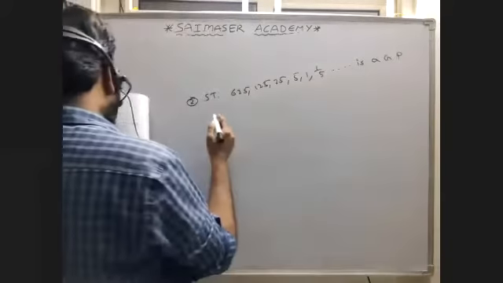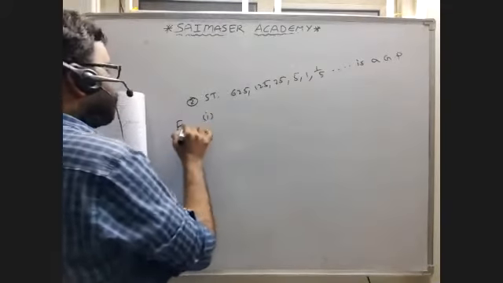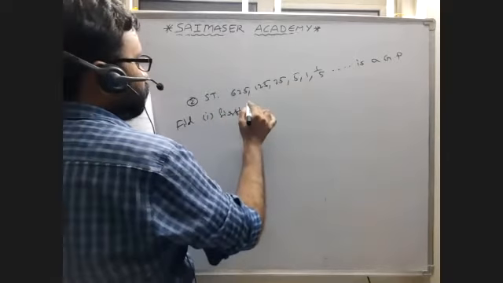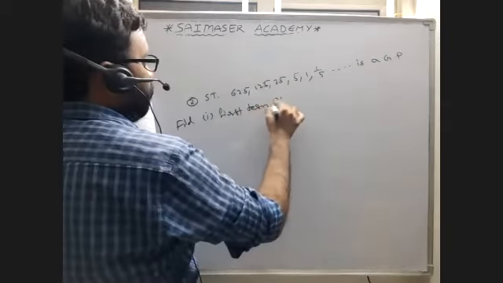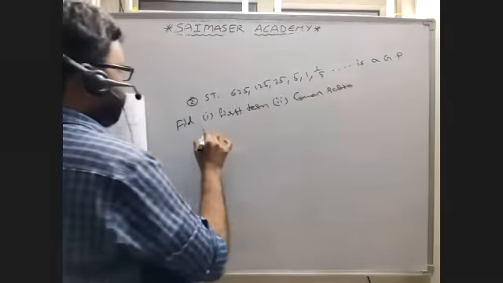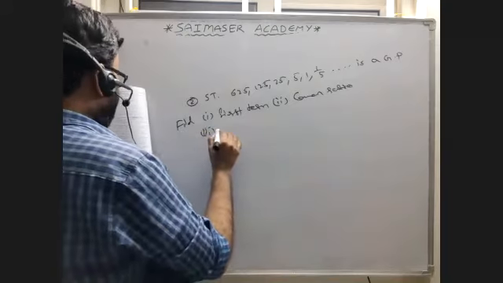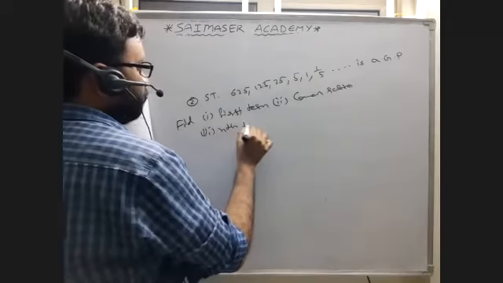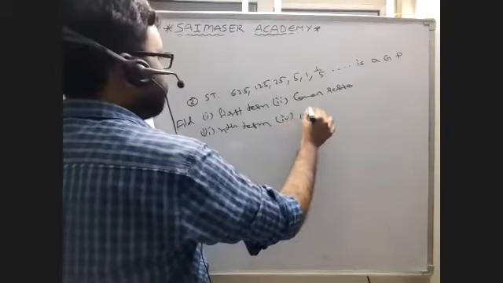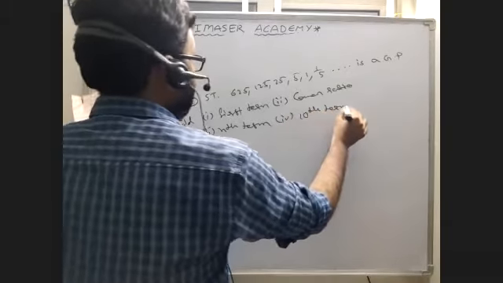Show that this is a GP and find the first term, common ratio, nth term, 10th term.